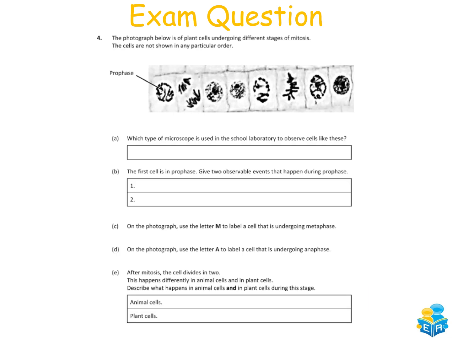Second exam question here, the photograph below is of plant cells undergoing different stages of mitosis. The cells are not shown in any particular order. Which type of microscope is used in the school lab to observe cells like these? So we've seen that earlier on, that was the light microscope. The first cell is in prophase. Give 2 observable events that happen during prophase. So nuclear membrane starts to break down.